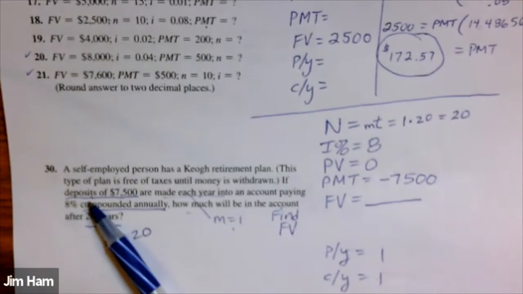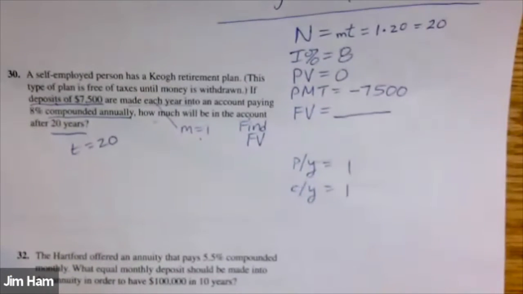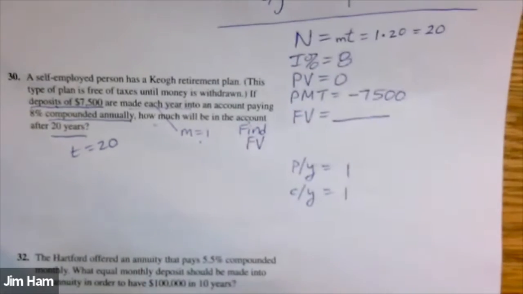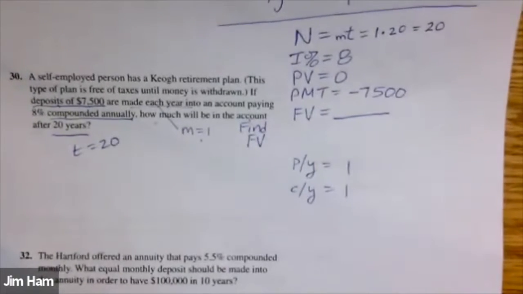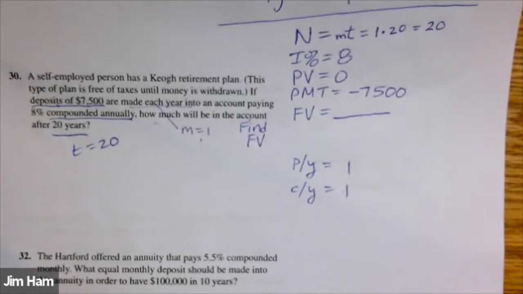At 8%, as you're doing more of these, the goal is to estimate what would be in the account. And at 8%, money will double about every 9 years. There's about 2 9-year periods in 20 years. So that's 2 doubles.